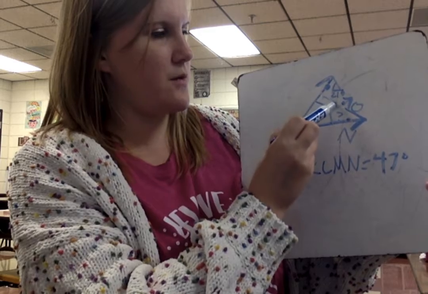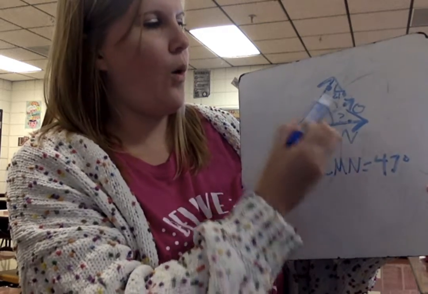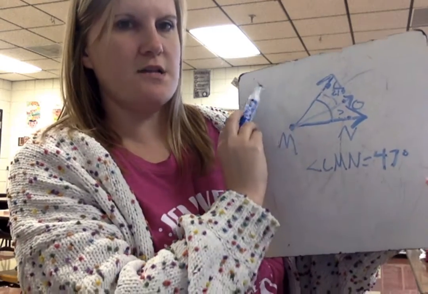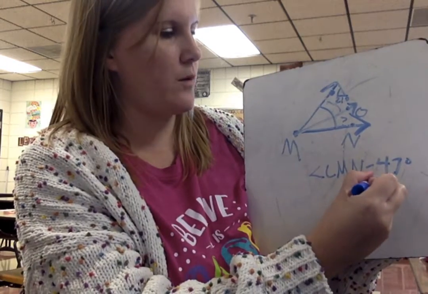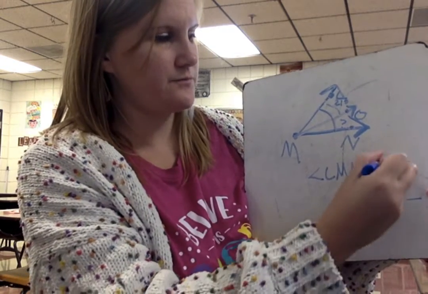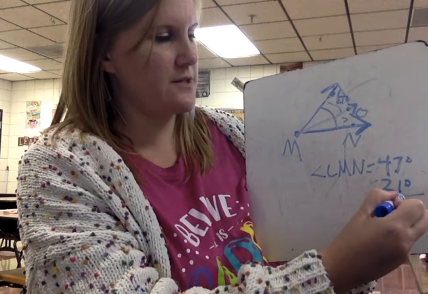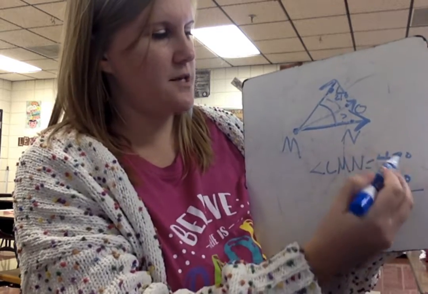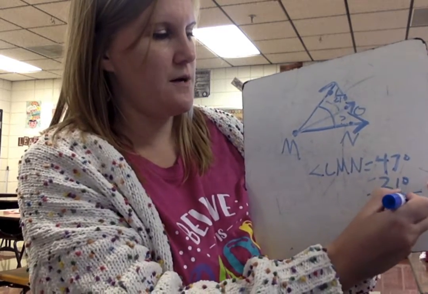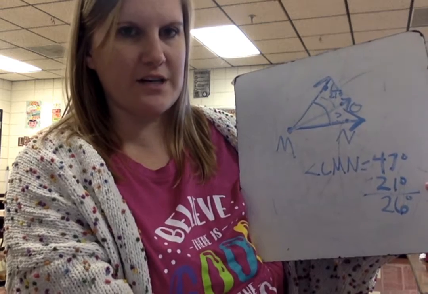So part of it's 21. What's the other part? The whole thing's 47. So if I know the whole thing, I know I'm going to subtract. 7 minus 1 is a difference of 6. 4 minus 2 is a difference of 2. So we have 26 degrees.